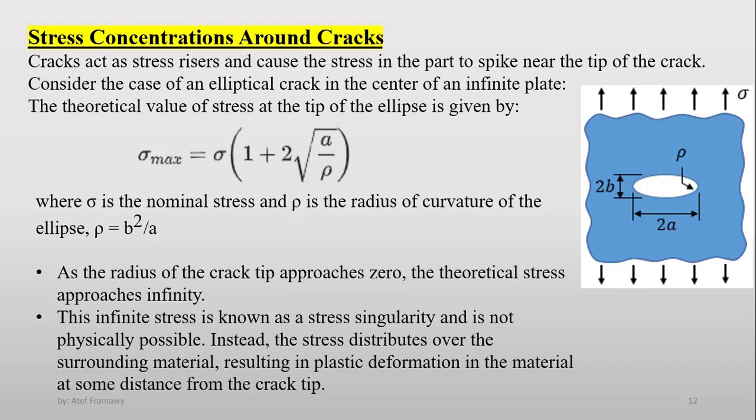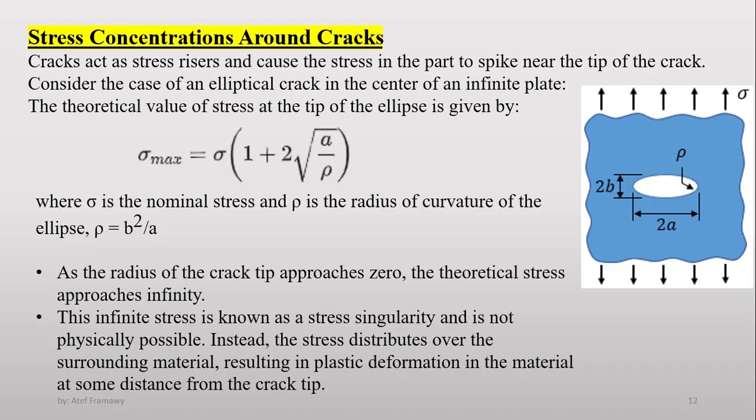Here, we have a formula that tells us the theoretical value of stress at the tip of an elliptical crack in an infinite plate. In the formula, sigma is the nominal stress applied to the material. R0 is the radius of curvature of the ellipse at the crack tip. A and B define the size of the ellipse, with A being half the length of the major axis and B being half the length of the minor axis.